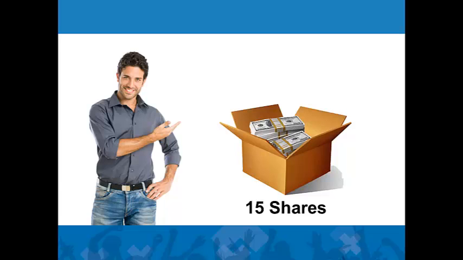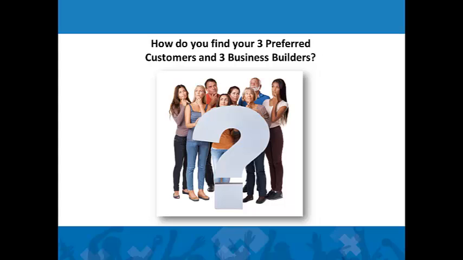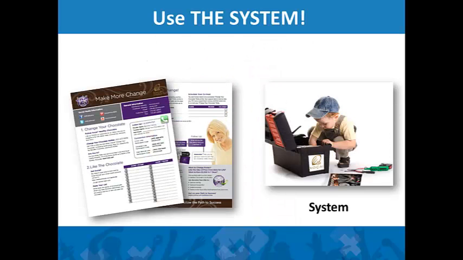So that's how you get that $1,500 number from these 3 sources. Now, how do you find your 3 preferred customers and 3 business builders? Good question, huh? Well, we talked about the importance of systems, so you're going to stick with a system. There's another sheet. It's called the Make More Change sheet.